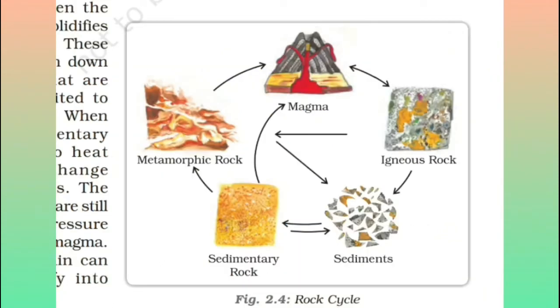So the rock cycle is shown here. From magma it becomes igneous rocks, from igneous it becomes sediments, then from sediments it becomes sedimentary rock, and from sedimentary rock it turns into metamorphic rock, and again the metamorphic rock under heat and pressure becomes magma, and again the magma cools down and turns into igneous rock. So this cycle goes on, and so it is called the rock cycle.